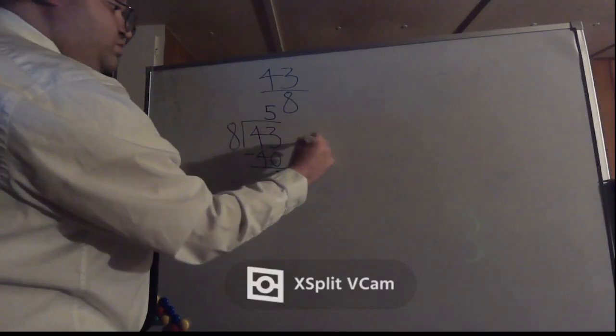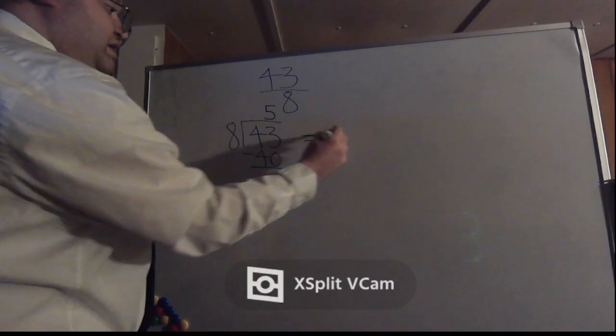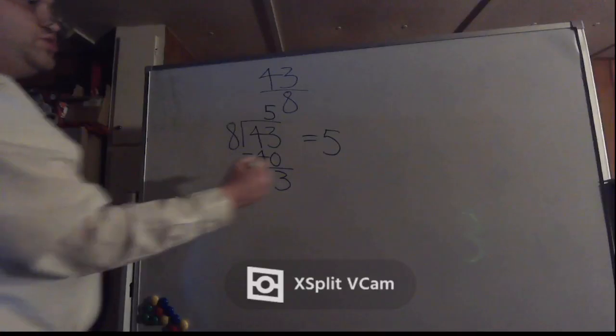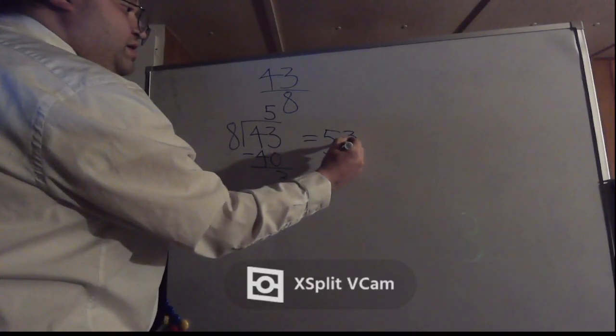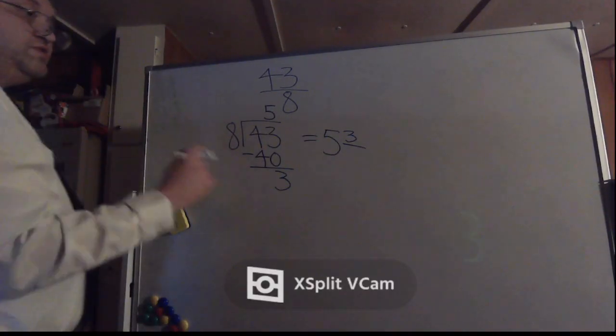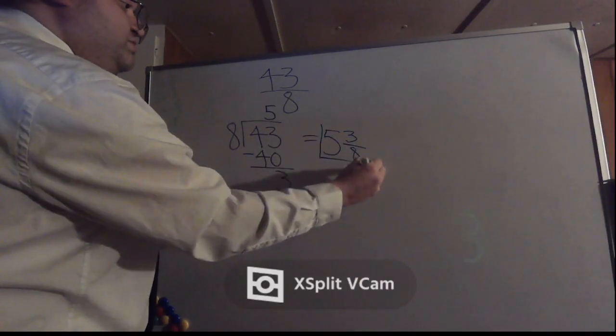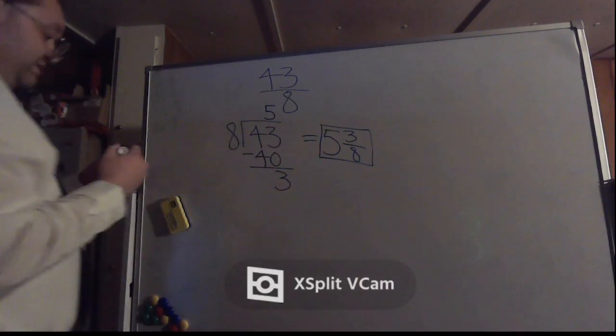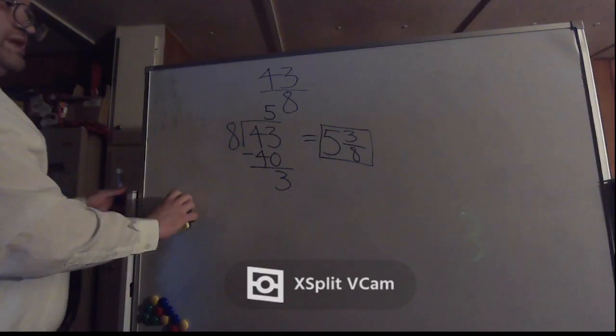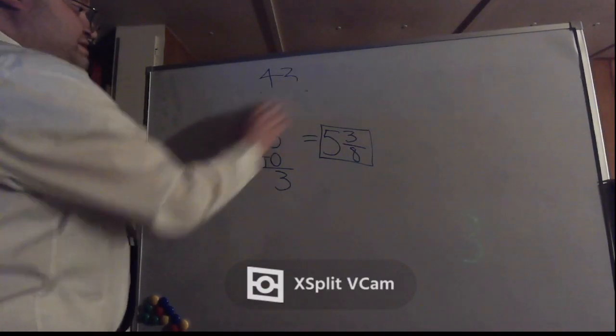So you'll get the whole number 5. That remainder of 3 is your numerator. Your denominator is the divisor of 8. So 43/8 is equal to 5 3/8. That would be the answer to that, being the mixed number.